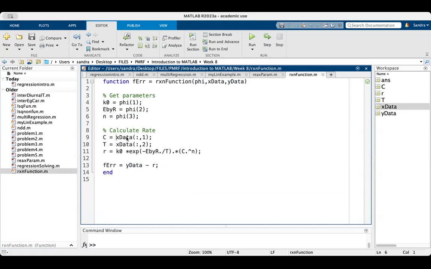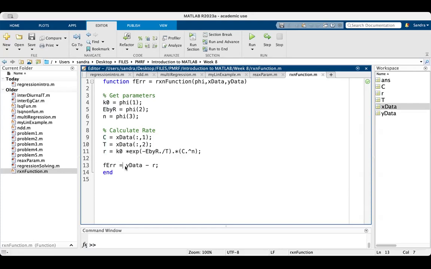X data is my concentration. I'm taking concentration straight away, I don't have to convert it to log C. And my second data, I'm taking as temperature. You can jumble it also, it's completely fine, but make sure you write the function properly. This is my model equation: k0 exponential of E by R divided by T, multiplied by C raised to n. This is the model function given to me in the question.